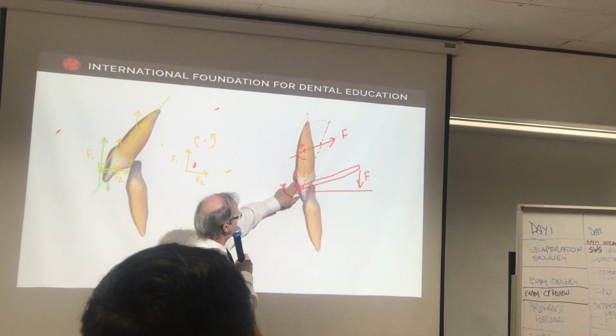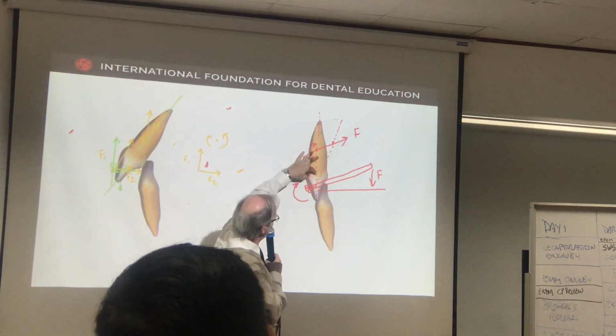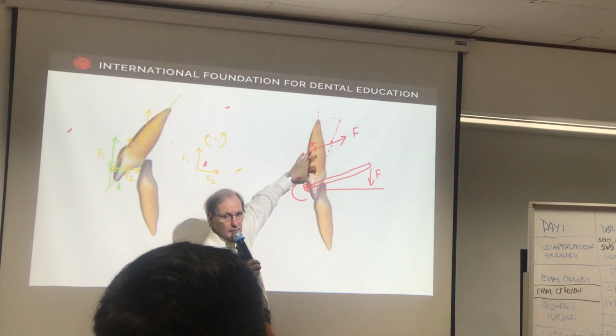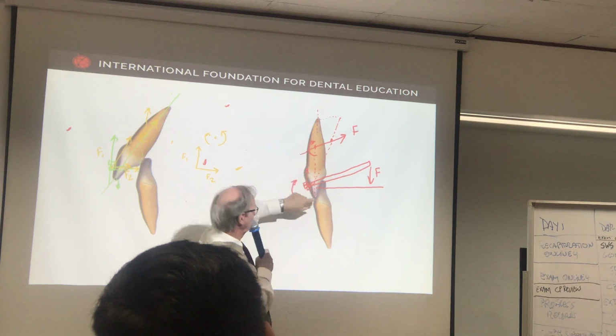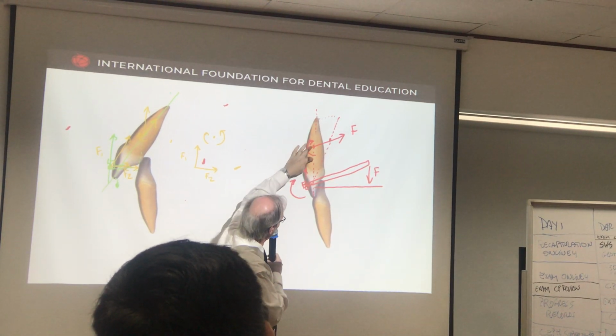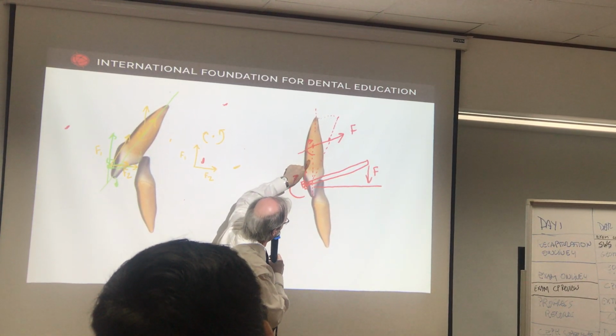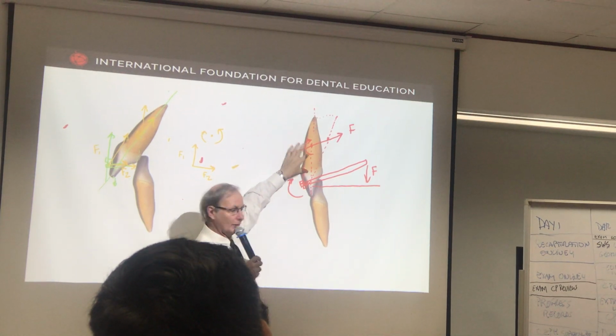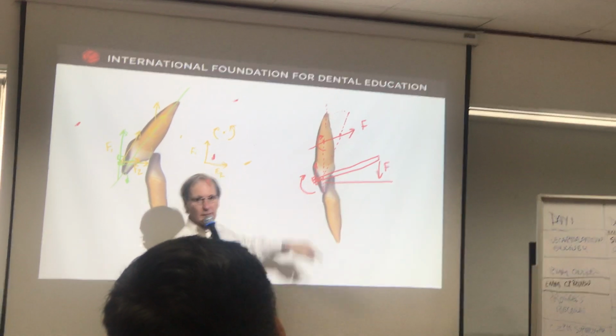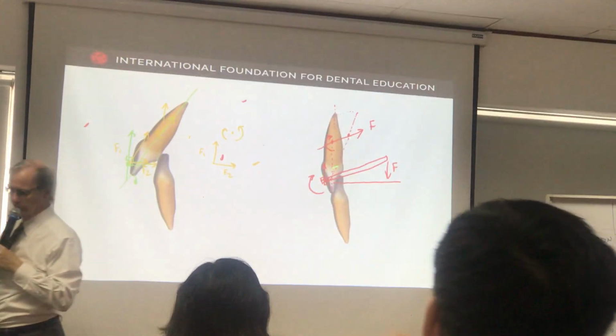Because this force here will give you a rotation moment, but it's too small, the distance is too small, and you cannot put a big force. So you need a small force. It gives you a very small moment, so the tooth is intruding, but it's not rotating, so you have to rotate it with this.